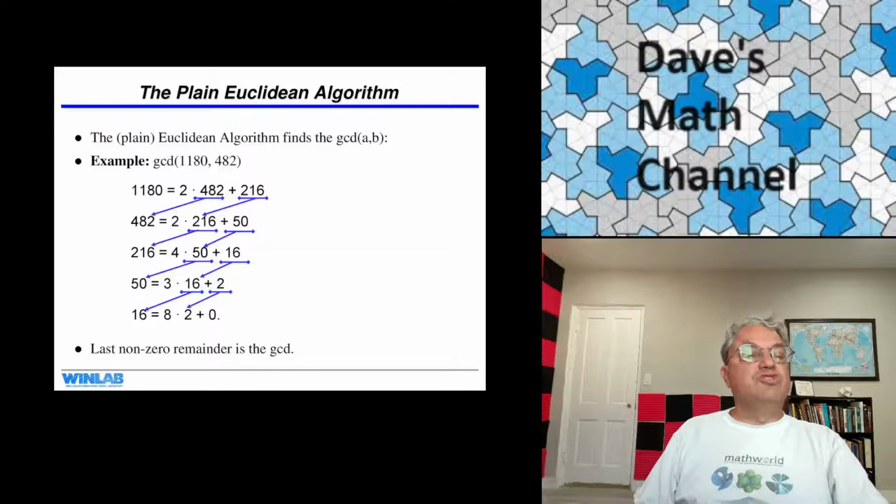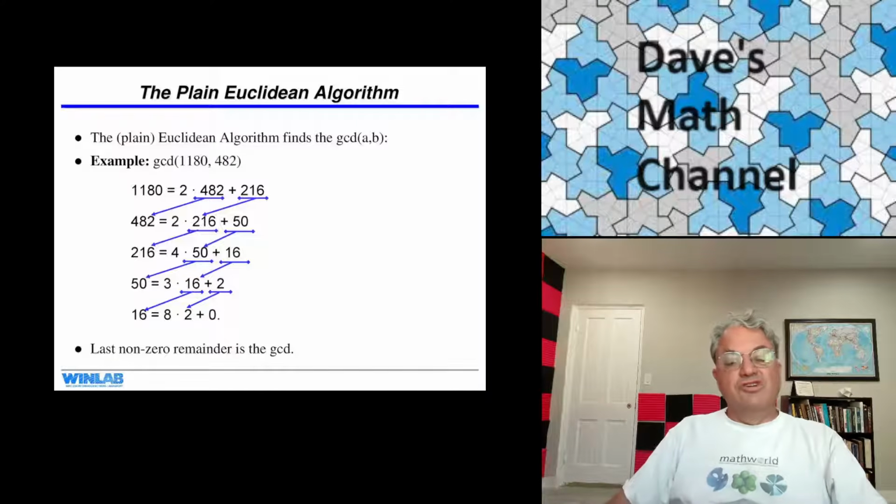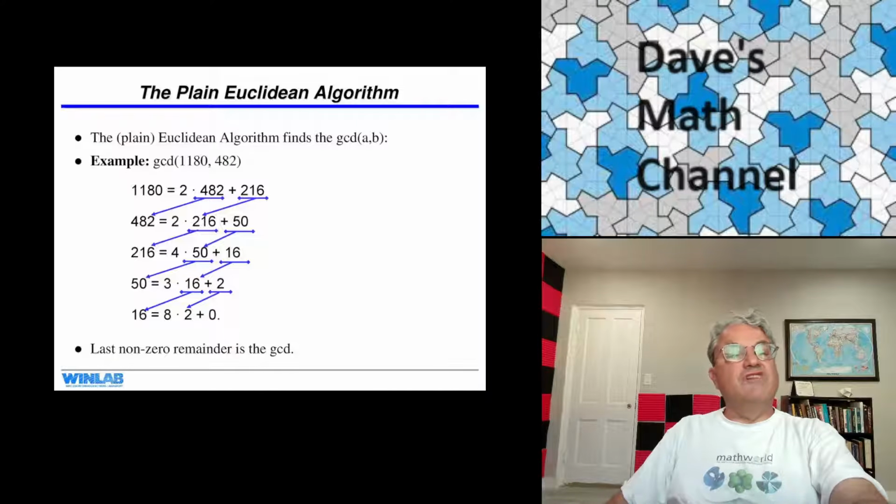And at this point, it's pretty easy to see that 16 is even, so it's going to be divisible by 2 once you get a remainder of 0. That means your GCD in this case is 2. Pretty straightforward, and not very many steps. Only required 5 steps in this case.